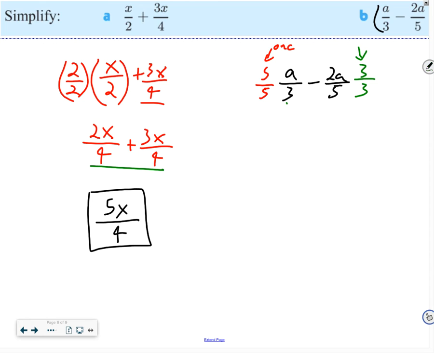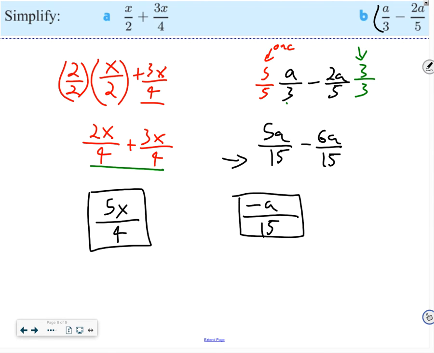So I do my multiplication first. So I get 5a over 15 minus 6a over 15. Now I notice I have a common denominator, and I can do 5a minus 6a, and I'm going to get negative a over 15. No common factors, so that's my final answer.